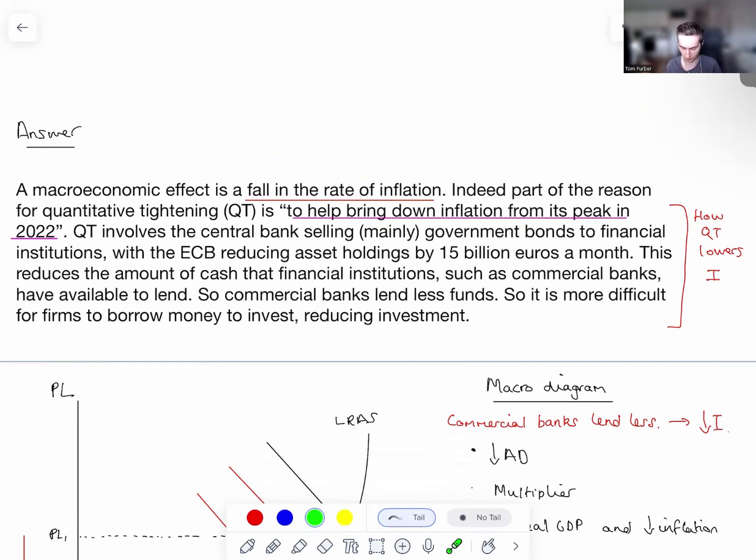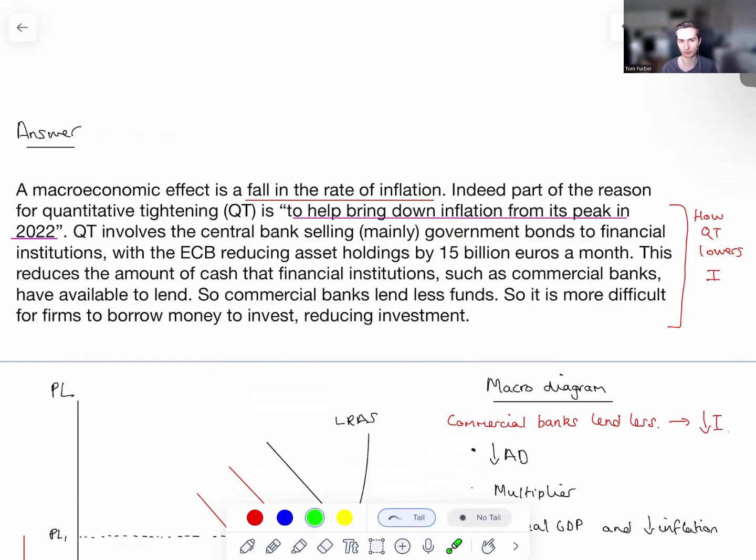Part of the reason for quantitative tightening from the extract was to help bring down inflation from its peak in 2022. Quantitative tightening, or QT as we can abbreviate it, involves a central bank selling mainly government bonds to financial institutions, with the ECB reducing asset holdings by 15 billion euros a month.